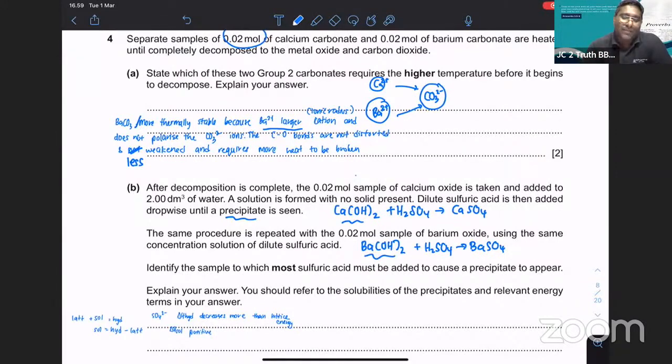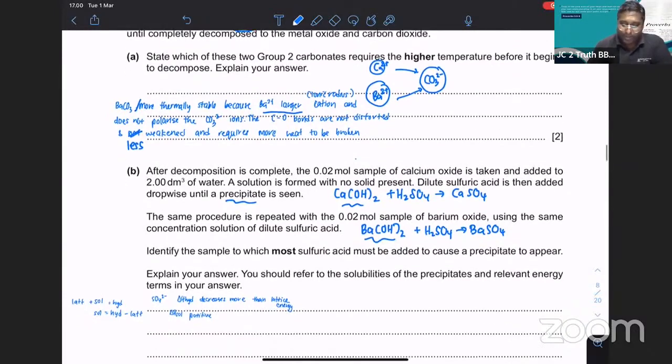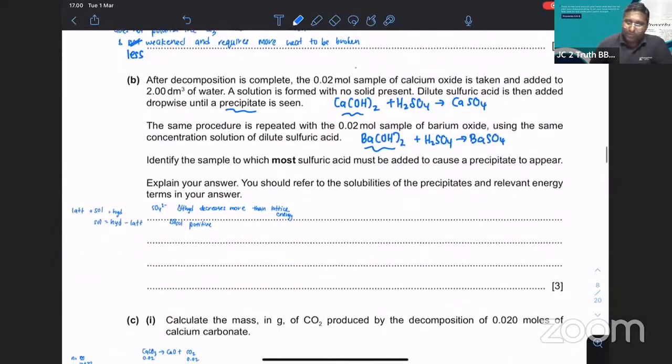Which one is difficult to precipitate? They're talking about the solubility of the hydroxide. So if you look at the solubility of hydroxide as you go down the group, if you look at sulfate, it's going to be slightly different. But for hydroxide, the solubility is going to increase. Solubility increases going down.